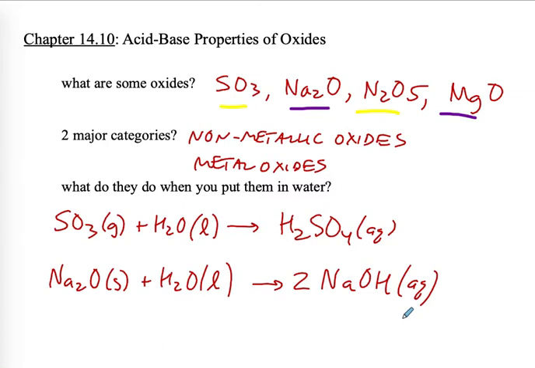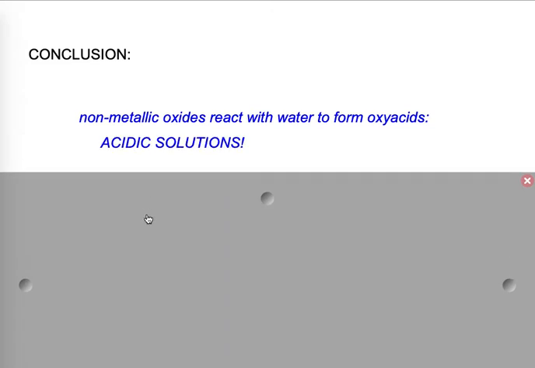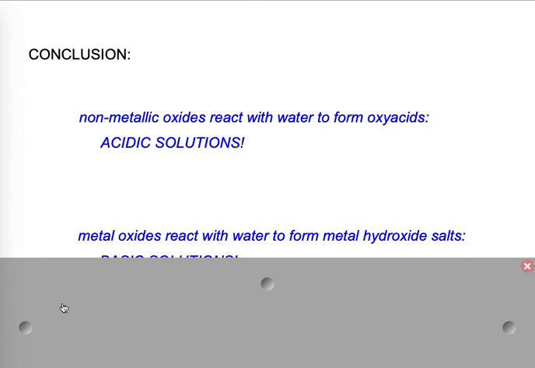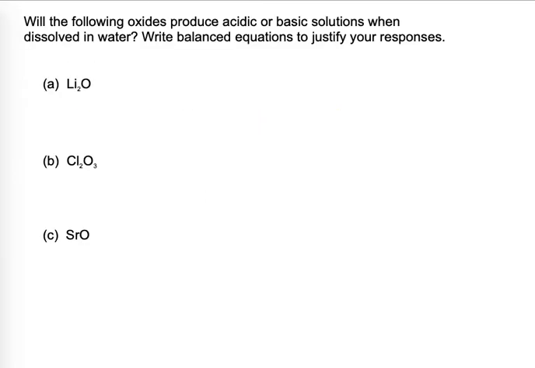So we can see two very different outcomes here. Reaction of non-metallic oxides like sulfur trioxide form acidic solutions, whereas reactions of metallic oxides like sodium oxide form basic solutions. And that is our general rule. So, non-metallic oxides react with water to form oxyacids, and therefore we obtain acidic solutions, whereas metallic oxides react with water to form metal hydroxide salts, that is basic solutions.